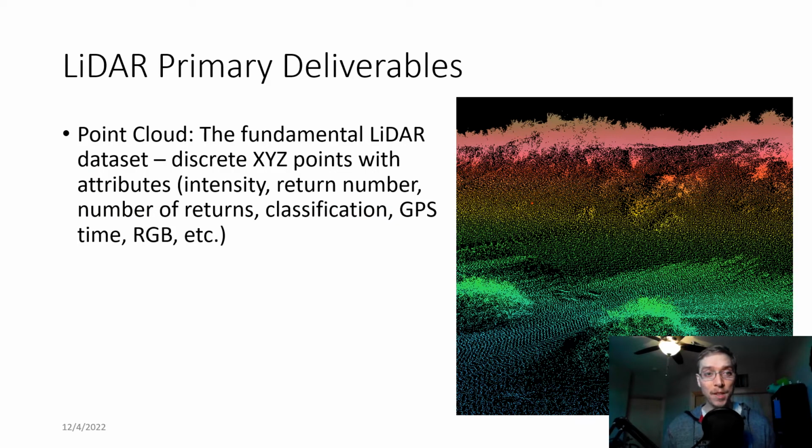And what are our primary deliverables? Well, a point cloud is one of them. That's really the bread and butter of LiDAR systems. The fundamental LiDAR data set is our point cloud. Discrete XYZ points with attributes: intensity, return number, total number of returns, classification, GPS time, RGB, etc. This is our elevation data. This is the range data that we want when we get LiDAR.